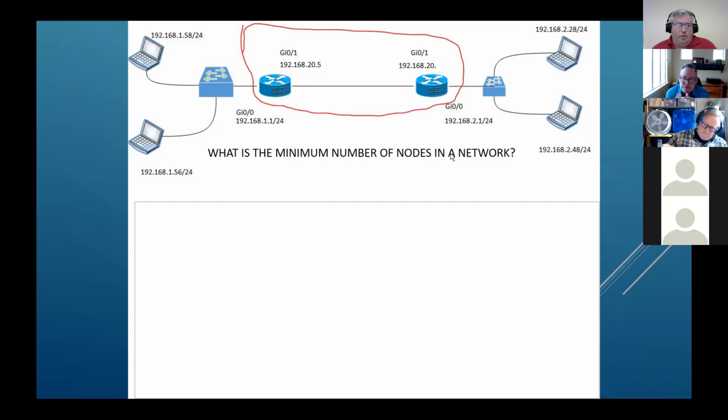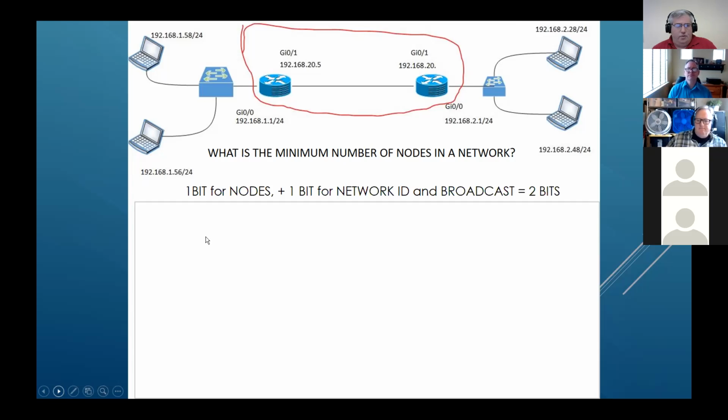So the minimum number would be 2. You can actually get 2 out of 1 bit, you know, on and off, a 0 and a 1. However, in order to make that happen, you actually have to use 2 bits: 1 bit for the nodes and 1 bit for the network ID and broadcast ID. So a total of 2 bits. So 4 addresses, in other words.